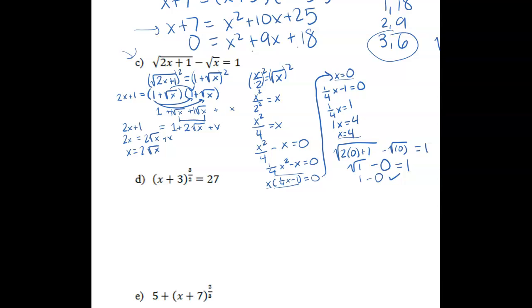Next one I check, I have to check to see if 4 works, so I get the square root of 2 times 4 plus 1 minus the square root of 4. Hopefully still equals that 1. So I get 2 times 4 gives me 8, plus 1 gives me 9, minus the square root of 4 equals 1. Square root of 9 is 3, minus square root of 4 is 2, equals 1. That one also checks out, so this one does not have an extraneous solution. Nice!